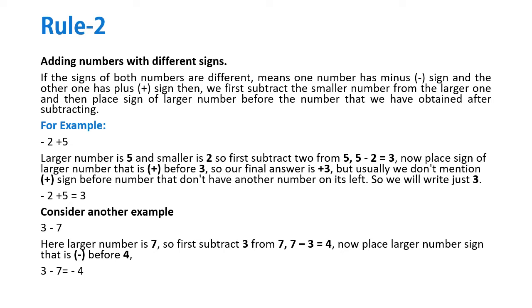Consider another example. 3 minus 7. Here larger number is 7, so first subtract 3 from 7. 7 minus 3 equals 4. Now place the larger number's sign, that is minus, before 4. 3 minus 7 equals -4.